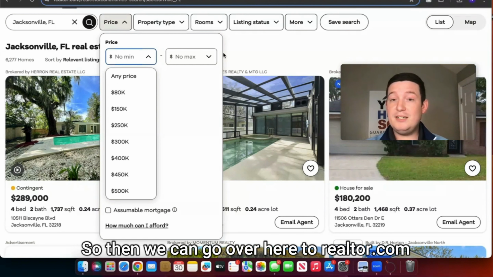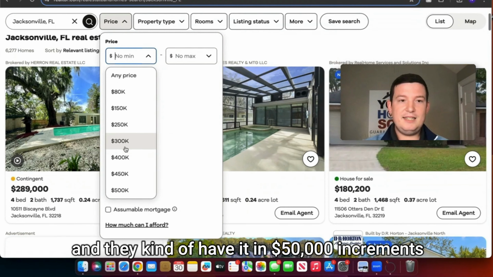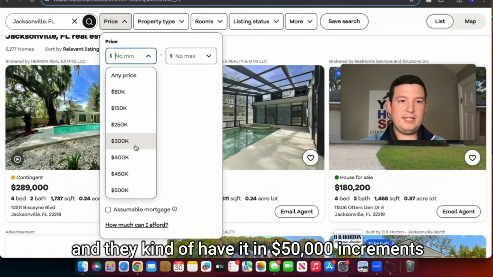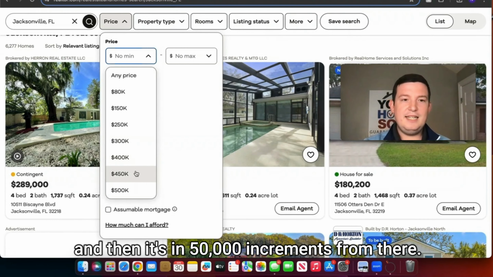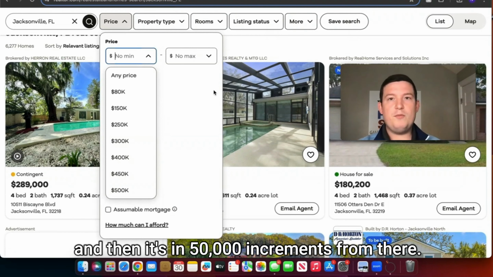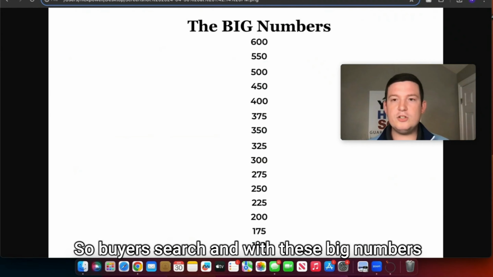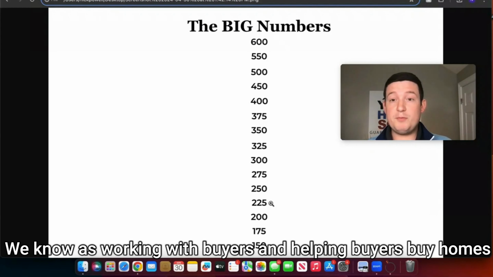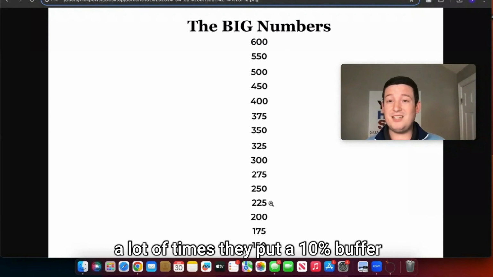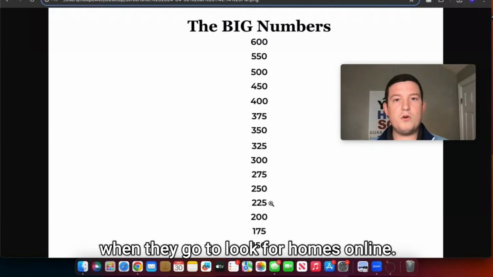Then we can go over here to Realtor.com, and they kind of have it in $50,000 increments. And then from 300 to 400, it jumps up 100,000, and then it's in 50,000 increments from there. So buyers search with these big numbers on the left side of the comma by $50,000 increments above 400,000 and 25,000 below. We know as working with buyers and helping buyers buy homes, a lot of times they put a 10% buffer when they go to look for homes online.